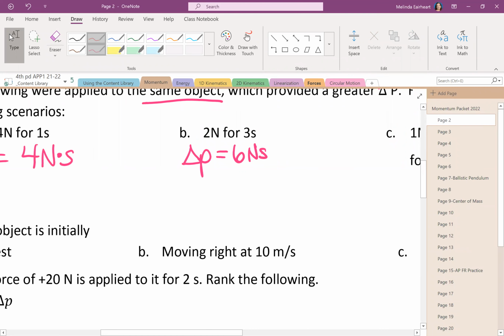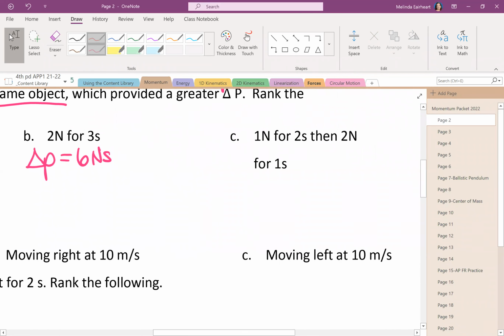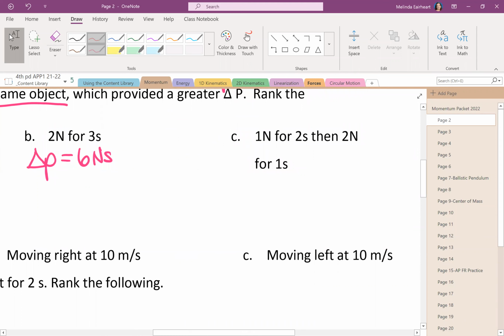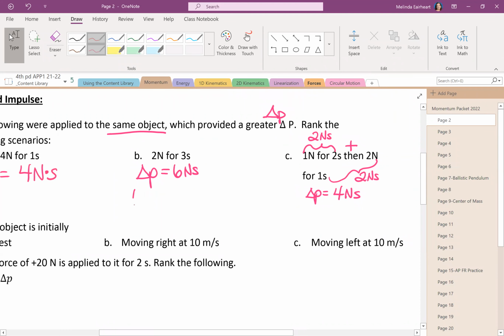There we go. 6 Newton seconds. What about if we push something with 1 Newton for 2 seconds and then instantaneously push 2 Newtons for 1 second? What do we do there? We add them. So it would be the impulse of the first and then the impulse of the second. And so we'd get 2 Newton seconds plus 2 Newton seconds for a total of 4 Newton seconds. So your final ranking would be B is greater than A equals C.